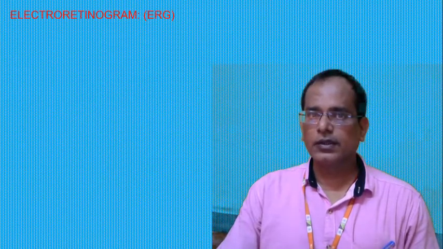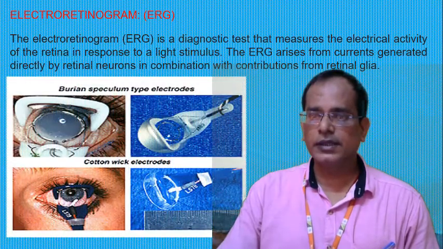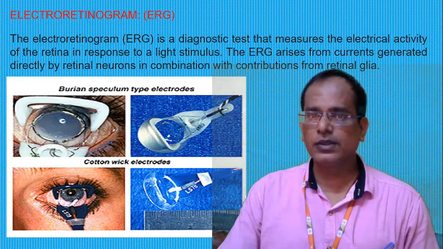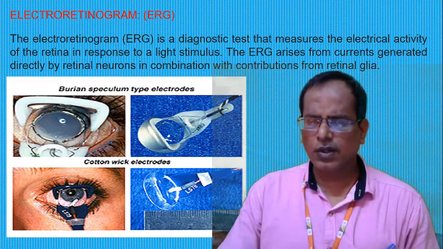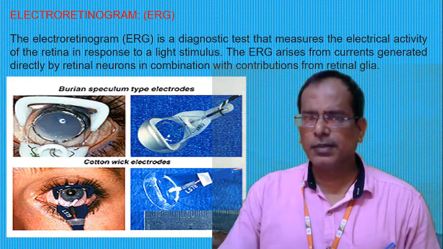So here we are going to study the electroretinogram. You are seeing the diagram. This is an electroretinogram setup, where electrodes have been placed on the eye. You can see here they are using Burian-Allen type electrodes. Another is cotton wick electrodes. They are placing these over the eyeball. With the help of these electrodes, it will pick up the electrical signal from the retinal activities.